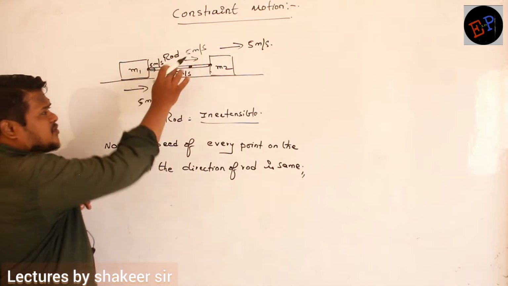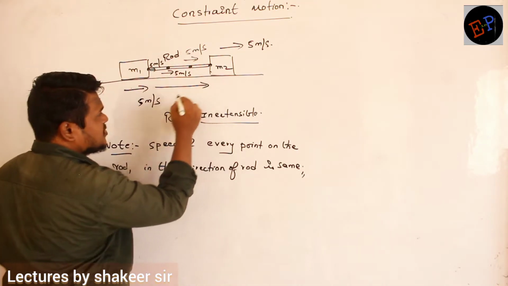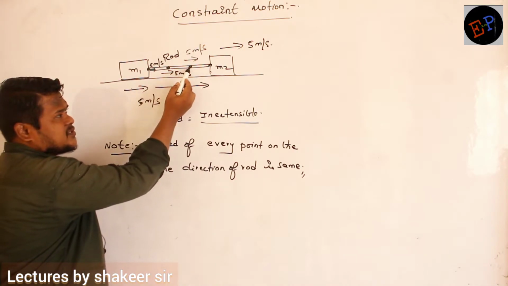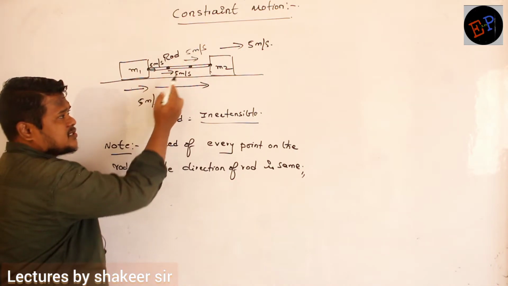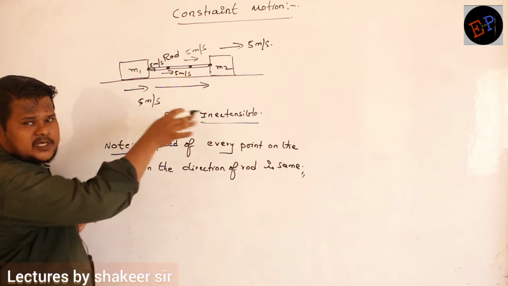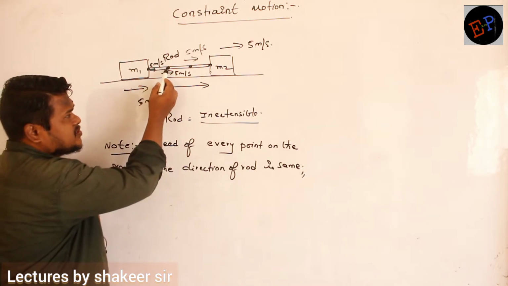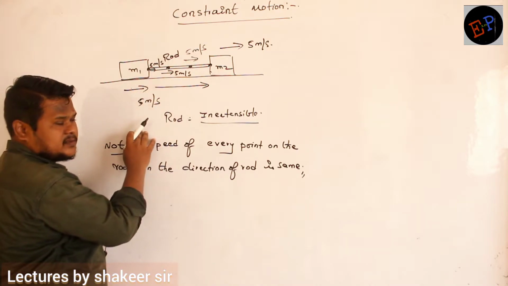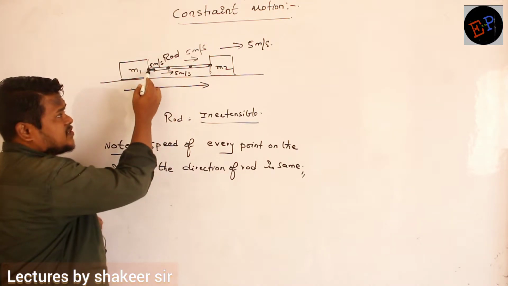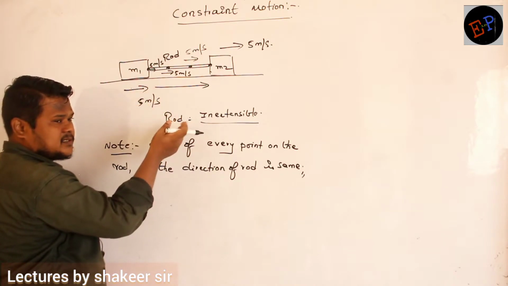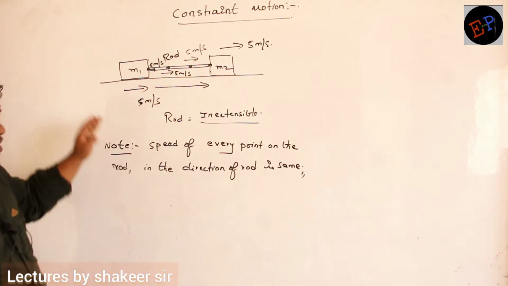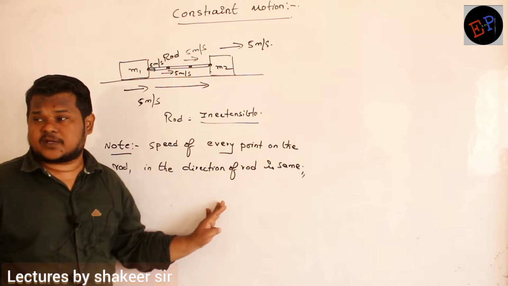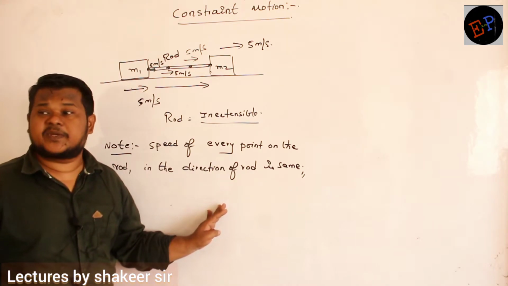So therefore rod is moving in which direction? Rod is moving in this direction. No? So what is the speed of this point? 5. In which direction? In the direction of the rod. In the direction of rod only. No? Similarly, you take this point, what is the speed? 5 meter per second, again in which direction? In the same direction. Speed of this point, 5 only. In which direction? In the direction of rod only. So all the points in the direction of the rod, they will have same speed.